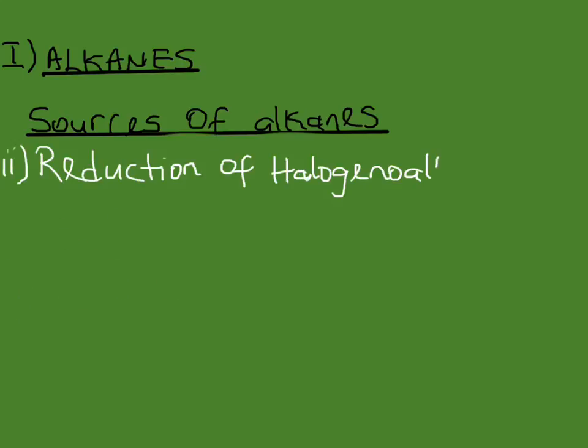The next method of obtaining alkanes. Alkanes can also be obtained by reduction of halogenoalkanes. Halogenoalkanes are otherwise known as alkyl halides. When we talk of halogenation, that is addition of halogens. But now we are talking of reduction of halogenoalkanes, reduction meaning the removal of the halogen from the halogenoalkanes.